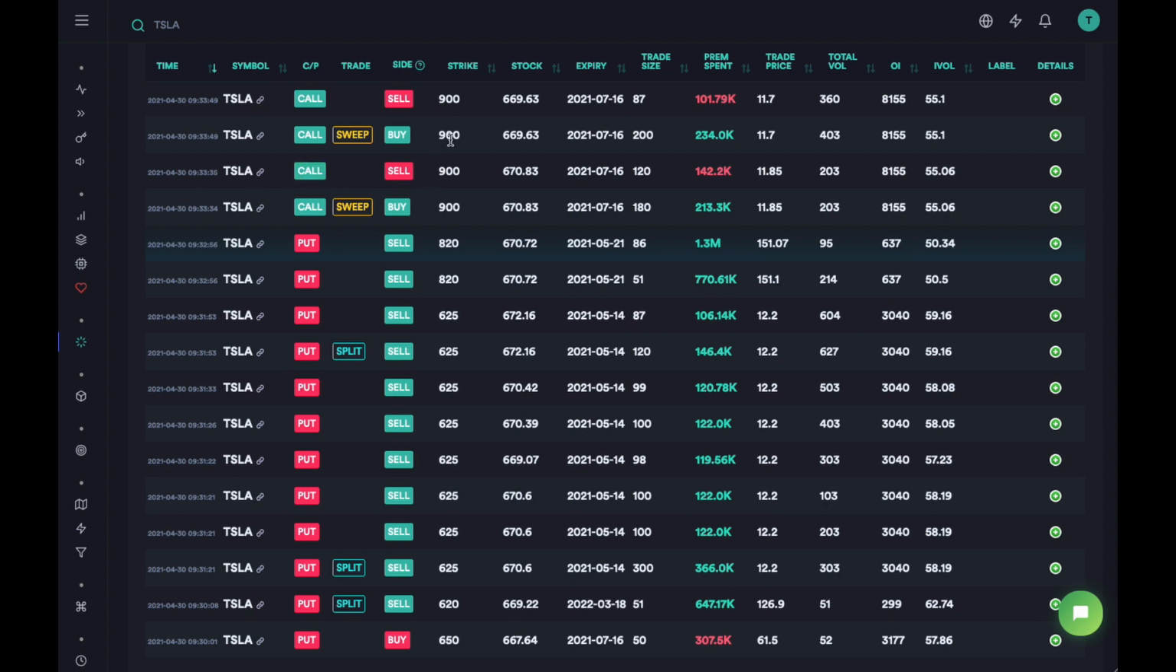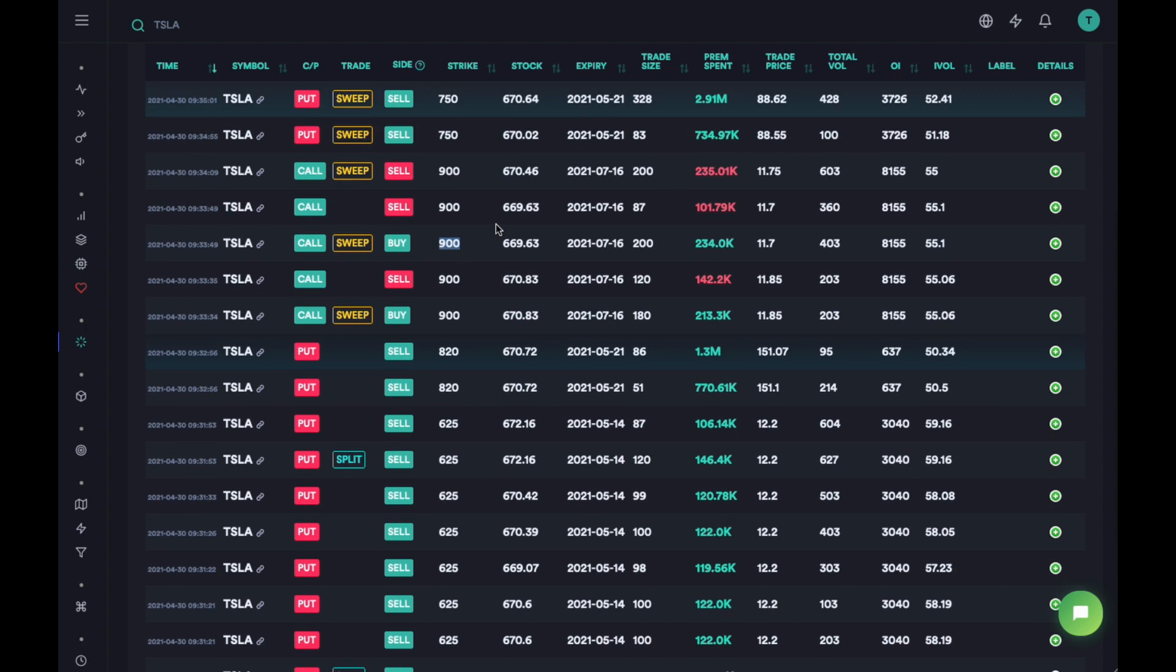Then you can see another huge order of 200k, but for the strike price of 900. Again, someone is expecting the price to increase significantly, because the farther out of the money the call is, the more the price has to increase in order for someone to get good profits. So someone is expecting the price to increase.